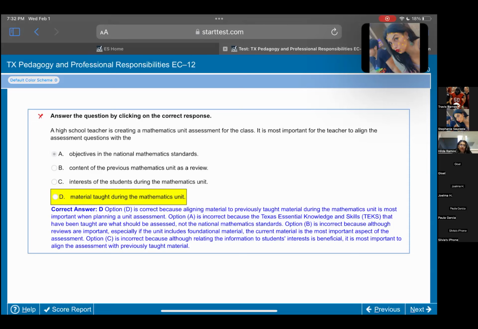So it does sound a lot like the PPR. That's what everybody says. Actually, that's what everybody says for any TEXES exam, right? They're like, it just was nothing when I studied.